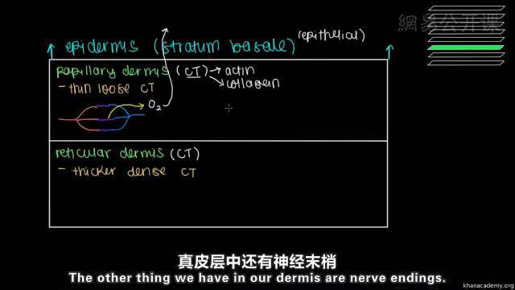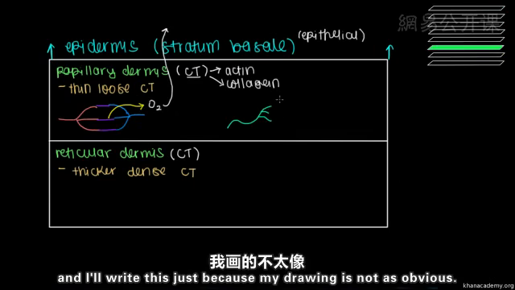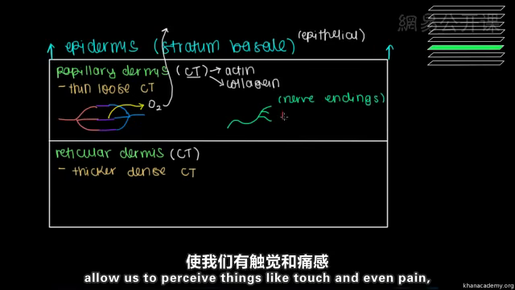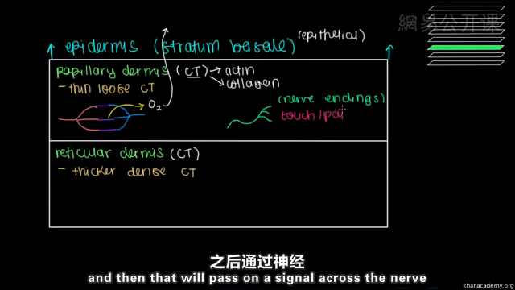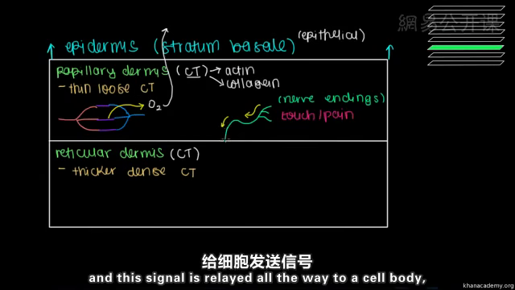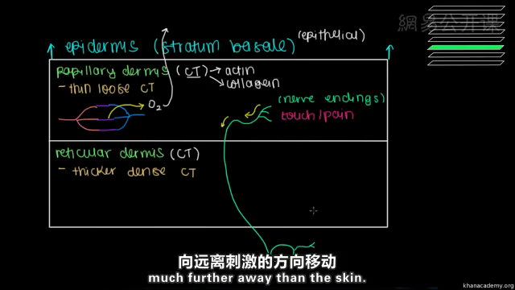The other thing we have in our dermis are nerve endings. These nerve endings, and I'll write this just because my drawing's not as obvious, these nerve endings that sit in our dermis allow us to perceive things like touch and even pain. And then that will pass on a signal across the nerve, going in this direction right here, like that. And this signal is relayed all the way to a cell body. And this cell body can sit somewhere much further away than the skin.